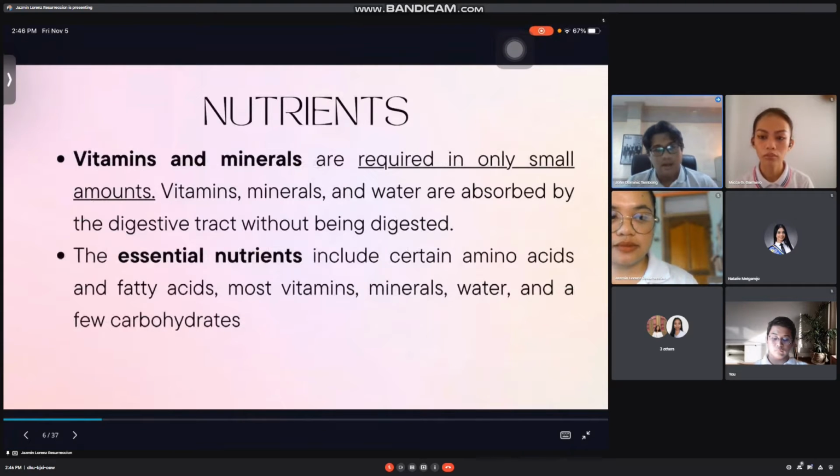Vitamins and minerals are required in only small amounts. Vitamins, minerals, and water are absorbed by the digestive tract without being digested. The essential nutrients include certain amino acids and fatty acids, most vitamins, minerals, water, and a few carbohydrates. And next slide, please.